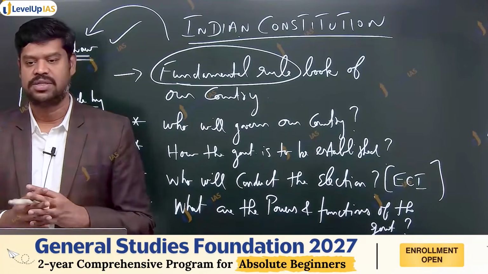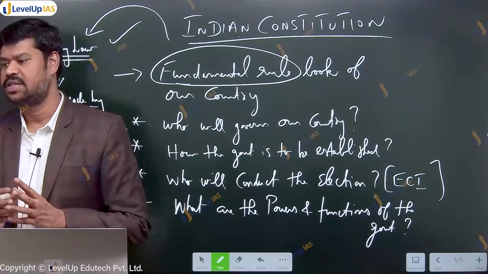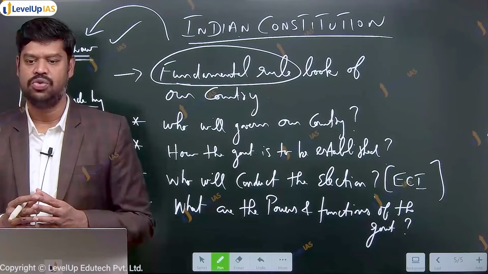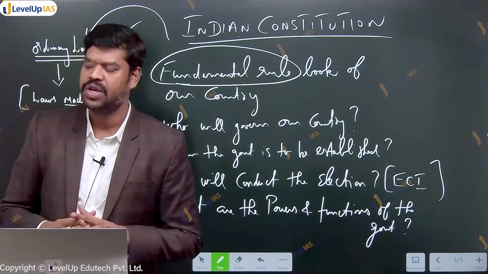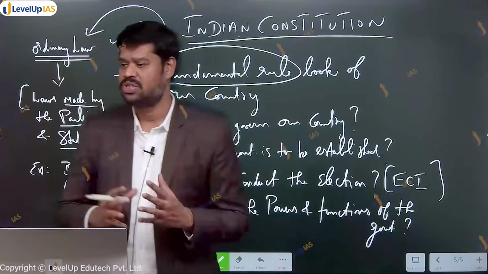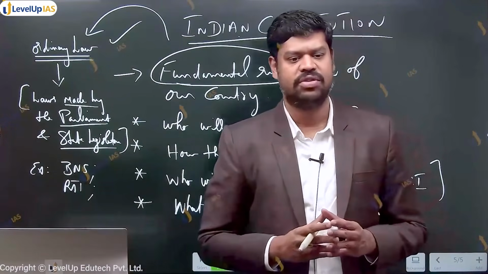Consumer Protection Act is there. As a consumer, whenever you purchase certain products, and if there is a substandard service or product given to you, you can go to the consumer court based on the Consumer Protection Act. In this way, there are thousands of laws in our country. We are just talking about 4-5 laws, but there are thousands of laws in our country.